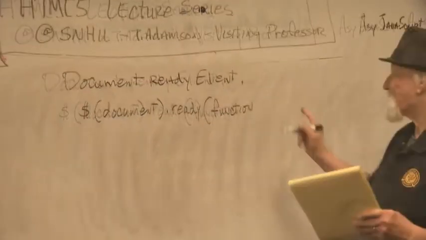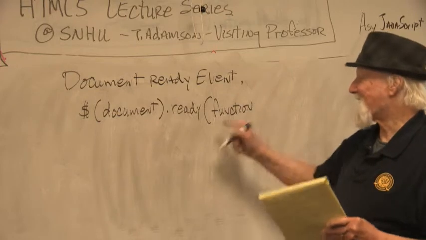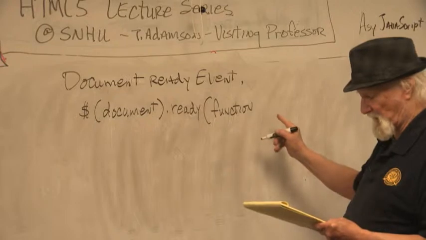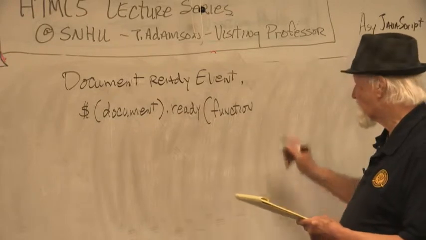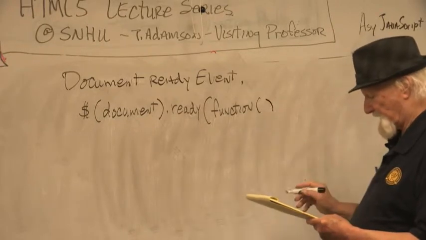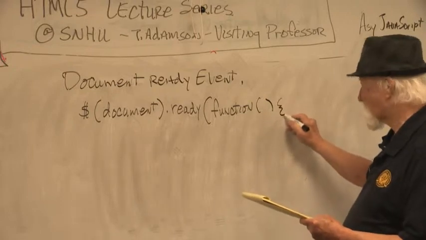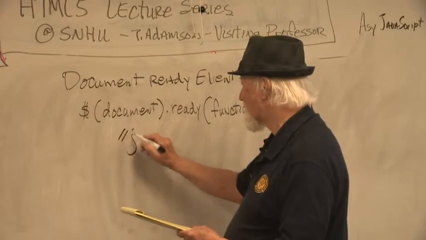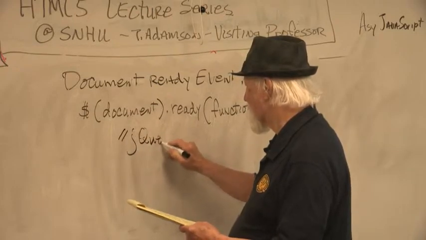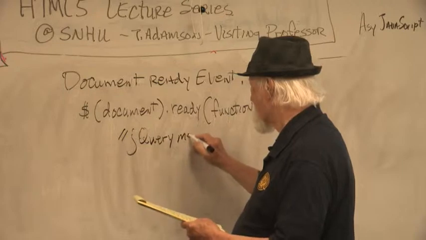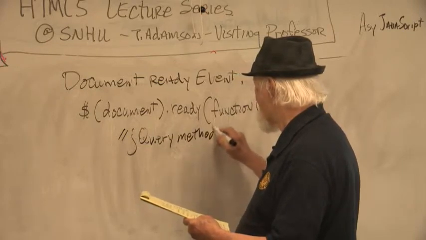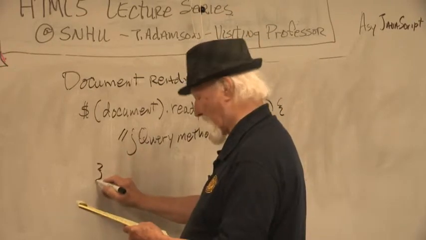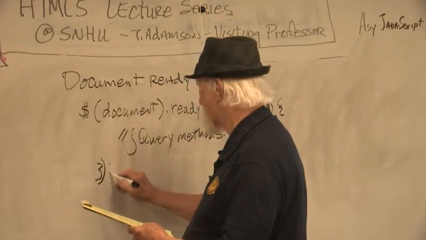I'll be right back. So what I have to do for the document ready event is I'm going to use the whole document. It's got to be ready, and this is what it's got to be ready to do. It's going to have a function in here, and this is going to start the body of the function, and then I'm going to have my jQuery methods here. And then it's going to end the function and end the argument.